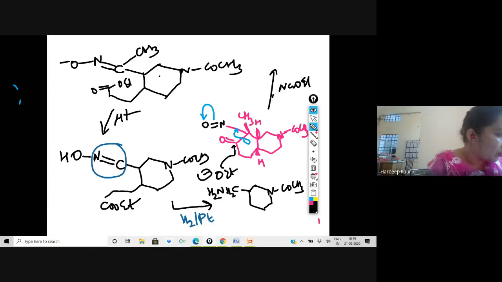Okay, so this is converted into CH2NH2. And here is one methyl also, not CH2. It is H, and here we have CH3. Okay, so then we have CH2, CH2, COO ethyl. So this is formed.